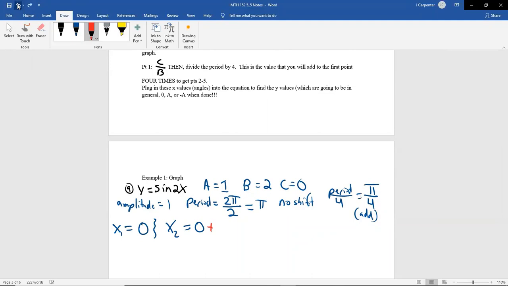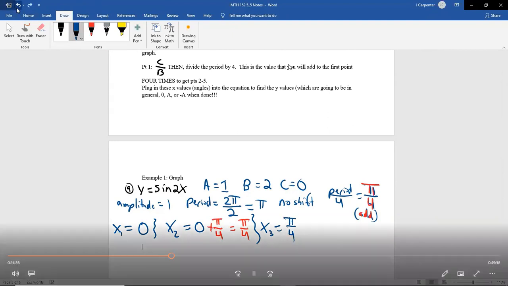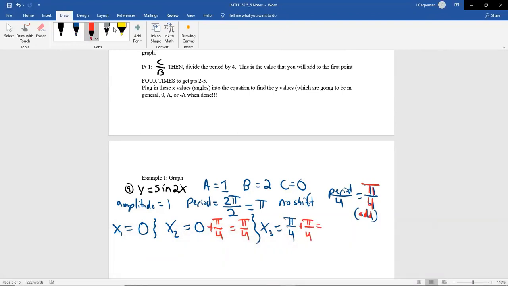So we're going to add pi over 4. I'm going to put that in red so you can tell why I did that. 0 plus pi over 4 is pi over 4. The third input, the third angle, we take the previous one, which was pi over 4, and then we add that number again. So we add pi over 4 again, which is 1 plus 1, which is 2. So 2 pi over 4, but that reduces to pi over 2. So that's our third x value.